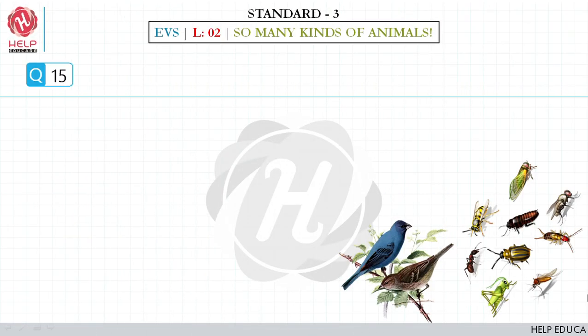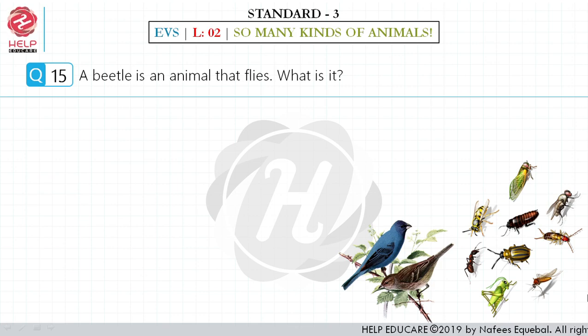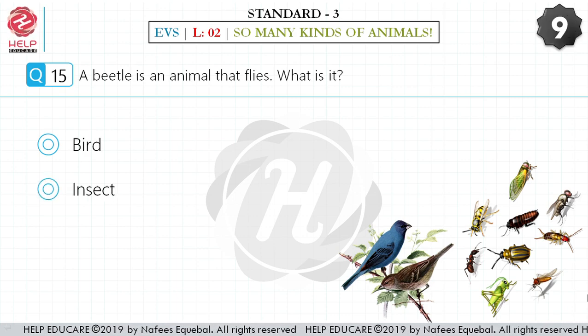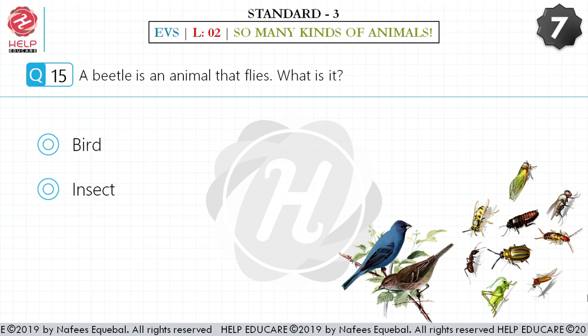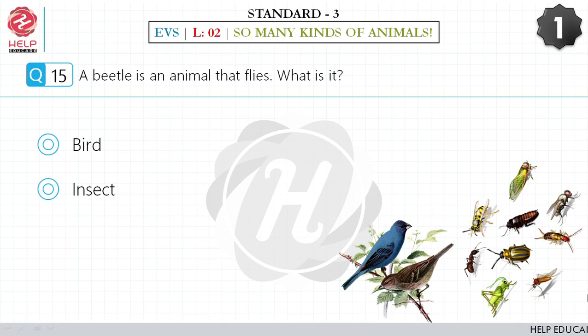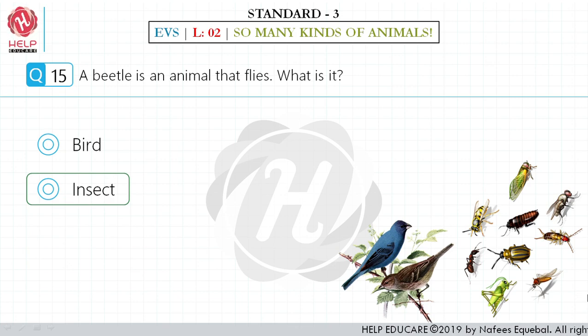Question number 15. A beetle is an animal that flies. What is it? First option, bird. Second option, insect. Your time starts now. Correct answer is insect.